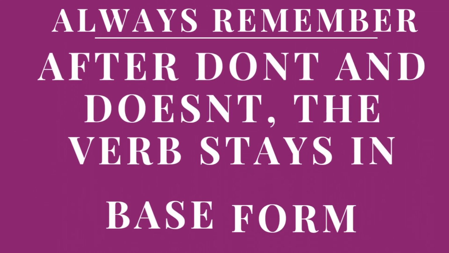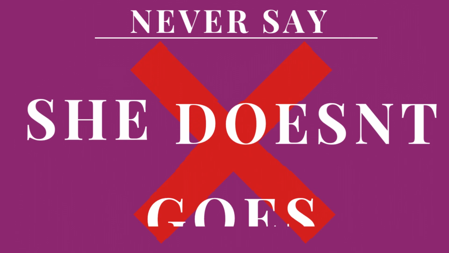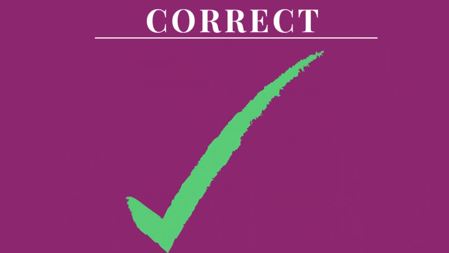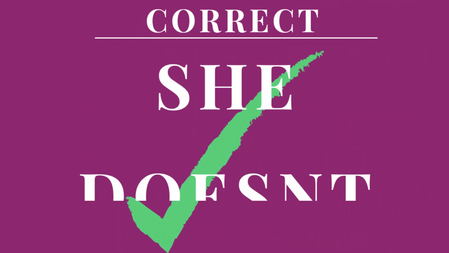Always remember, after don't and doesn't, the verb stays in base form. Never say "he doesn't likes." "She doesn't goes." Correct: He doesn't like. She doesn't go.